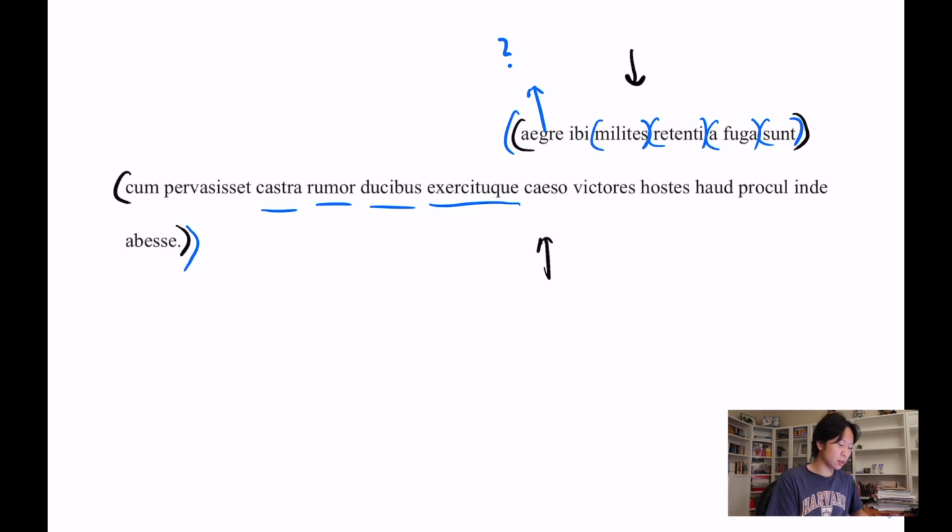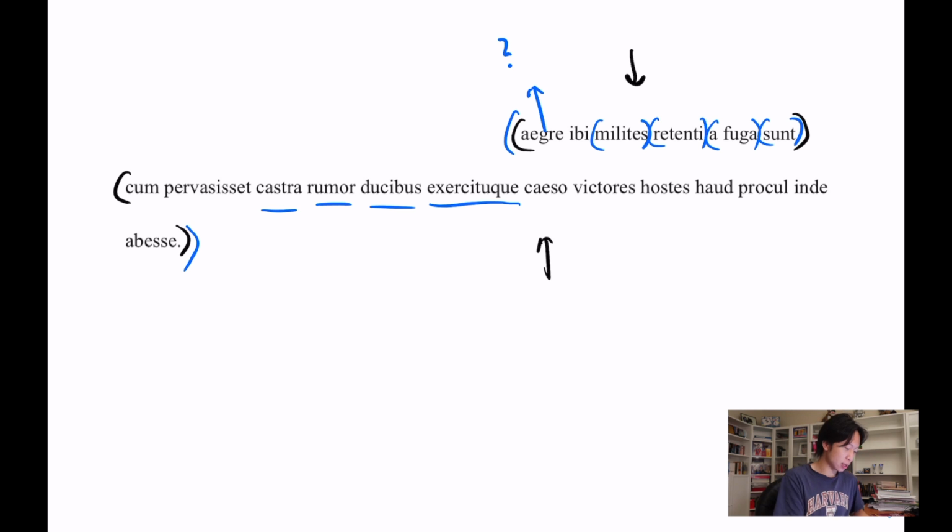Does it agree with retenti? Yeah, it could. It could be a nominative plural. They could both be nominative plurals. Milites could also be accusative, but as with all translations, you go with what's most obvious and what's most possible first. And most obvious and the path of least resistance is that milites goes with retenti sunt.